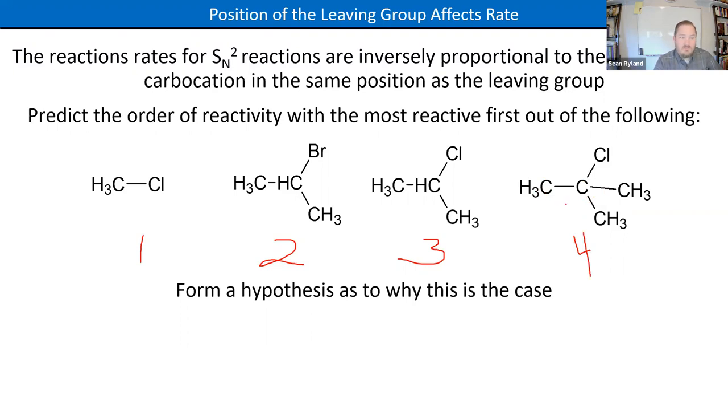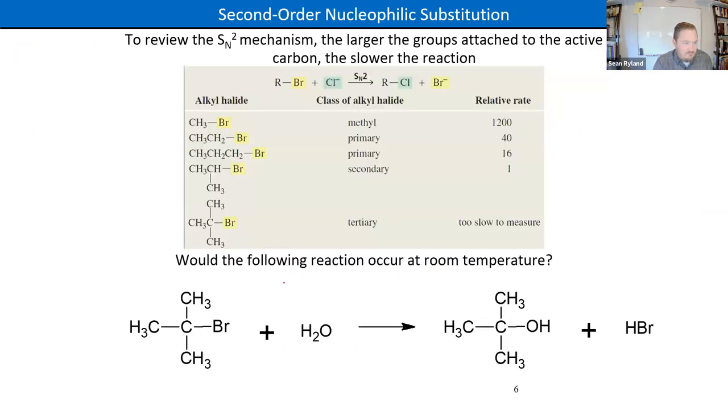And that term spinach, I'm going to keep coming back to that because it's apparently a well-known term. On a plate, if you really just want your meat and potatoes, the spinach is just getting in the way, right? You're pushing the spinach out of the way to get to the meat and potatoes. So the more stuff you have around, the bigger the groups are around your active carbon, the slower your reaction is going to go. And that makes a lot of sense.